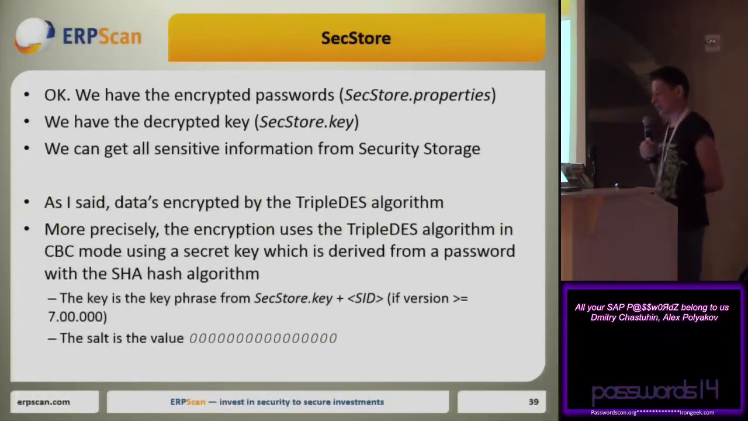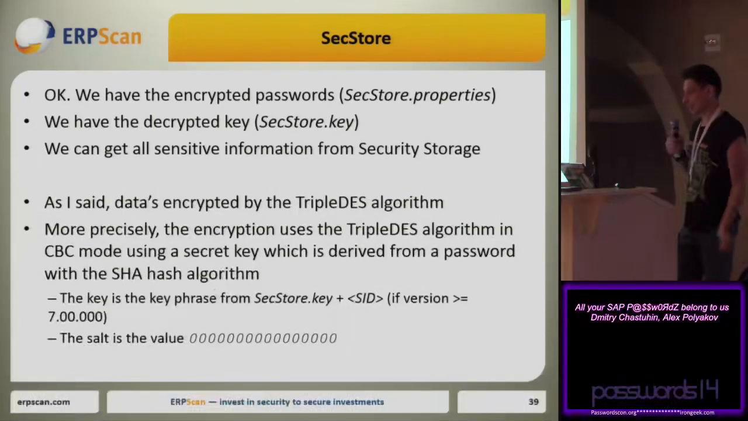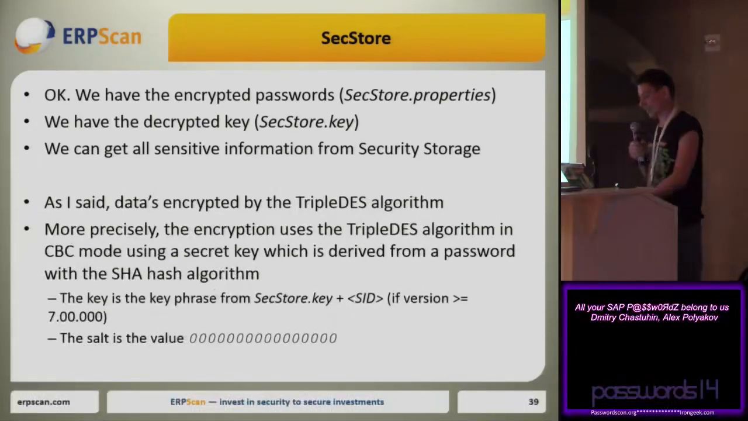sextor.key, and now we can try to decrypt data from the sextor security storage, and we successfully do it. As I said, data is encrypted by the triple DES algorithm in CBC mode using a secret key which is derived from a password with the SHA hash algorithm. The key is the key phrase from sextor.key plus SID, and the salt is 0.